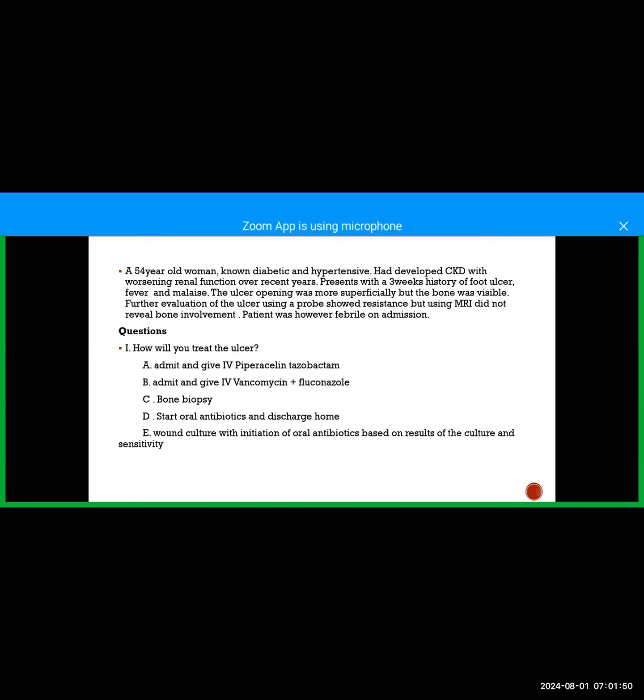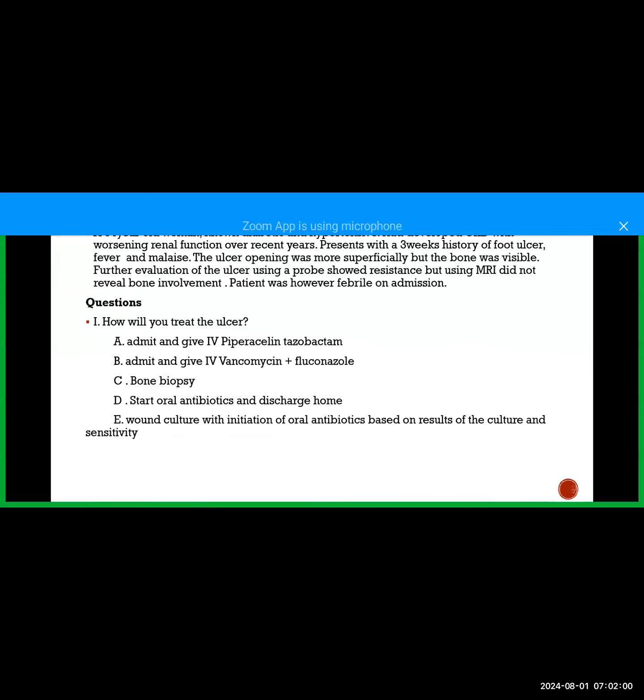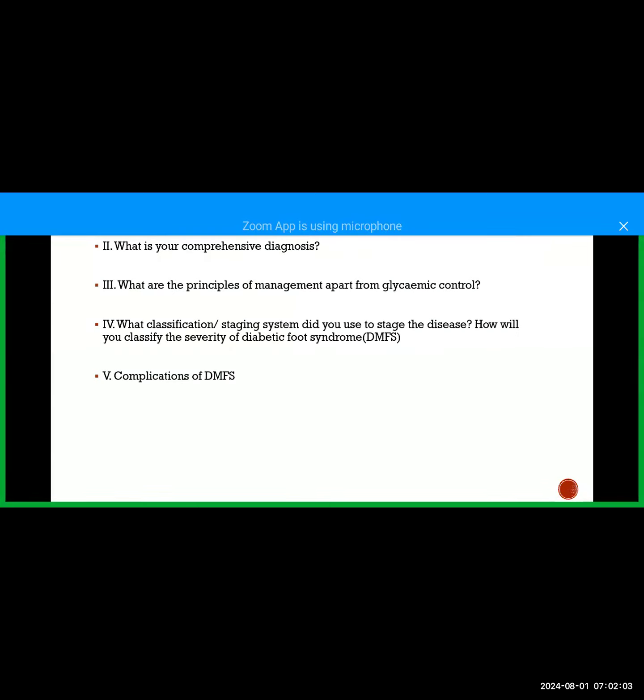So the questions are, how will you treat the ulcer? The questions are in 5 parts. Question 1 has options A to E for you to choose from: how will you treat the patient? Question 2 is, what is a comprehensive diagnosis? Question 3, what are the principles of management apart from glycemic control? Question 4, what classification staging system did you use in staging the disease? How will you classify the severity of diabetic foot syndrome and complications of diabetic foot syndrome?